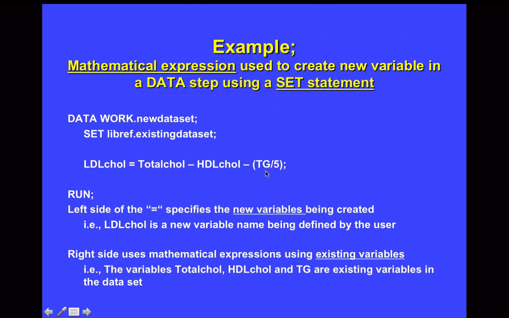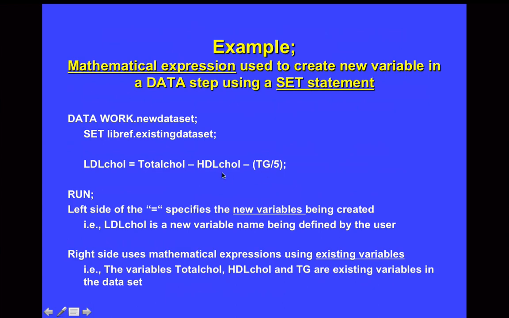And the key point about this particular assignment statement is that total CHOL, HDL CHOL, and TG are all variables that had to exist in the input data set. In other words, these three variables already have to exist in libref.existingDataset because the calculation is dependent on values for those variables. And the 5 here is just a constant. So that's not a variable, but SAS views it as a number, and it's actually taking the value of triglycerides and dividing by 5.